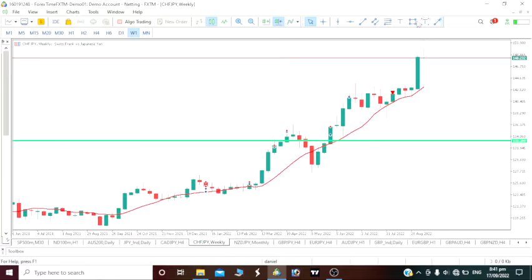Weekly time frame also says we are bullish. We can see price react to this level multiple times, we saw it one and two times. So price has actually broken above it.